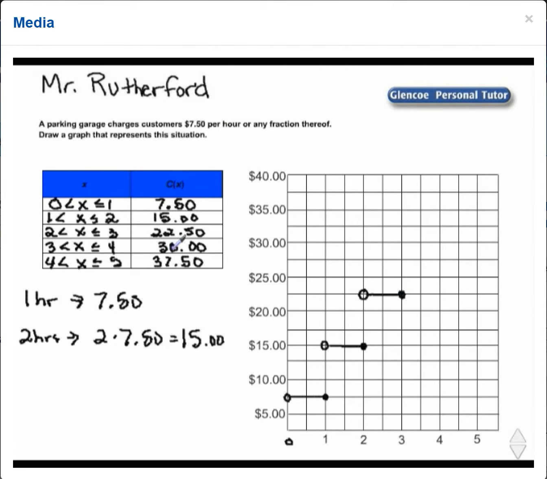Next we have a value of $30, so we'll move up to 30 at 3, and we'll have our open circle. Then we have a closed circle at 4, and we'll connect these. And finally we have one more. We'll move over to 4 and up to $37.50, which is between $35 and $40. We'll place our open circle, and then we have a closed circle at 5, and we'll connect these 2 points. So notice here we've created a step function.